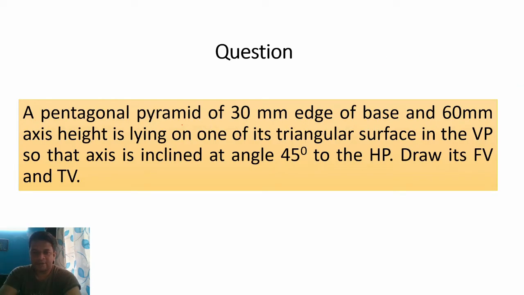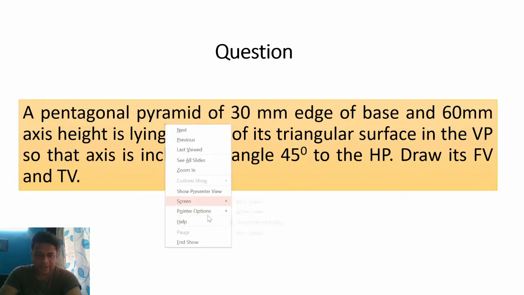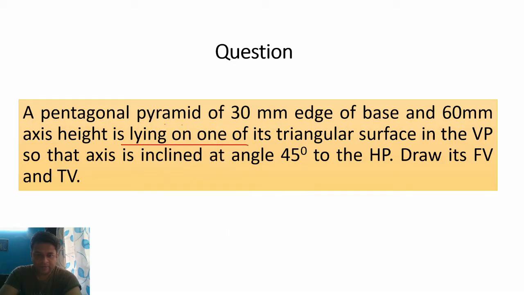So first identify where it lies. It is lying on one of its triangular surfaces on the VP. They have mentioned the vertical plane, so we should start with the front view. If they had mentioned the HP, then we can start with the top view. Remember, this is a very important point here.